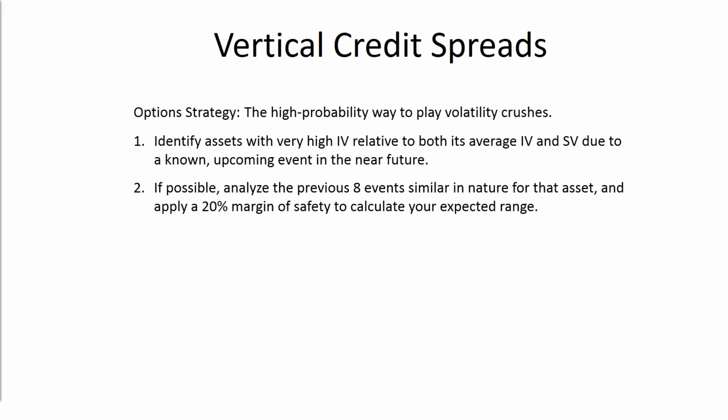Step 2 is, if possible, analyze the 8 previous events similar in nature for that asset and apply a 20% margin of safety to calculate your expected range. Alright, so here we're building our expected range by looking at similar previous events for that asset, such as the 8 previous earnings releases. And the price reactions after events like this might vary wildly, and that's okay. You're just trying to get a general ballpark figure of your expected range, and then you apply a margin of safety to that average price movement to come up with your expected range.